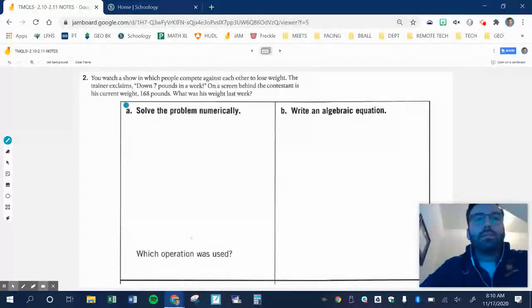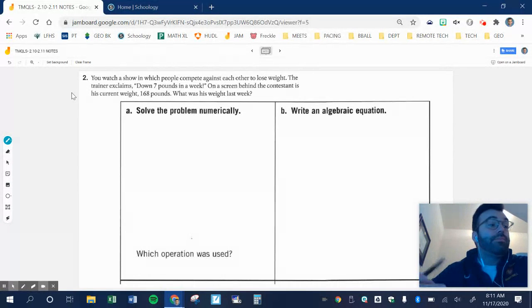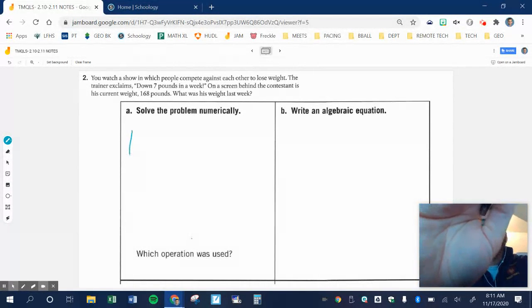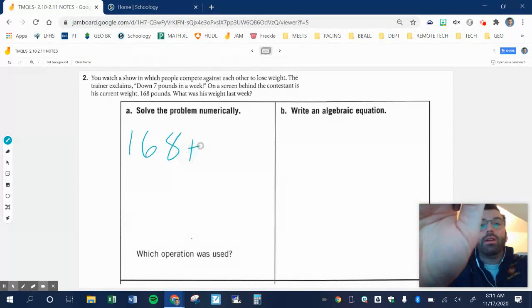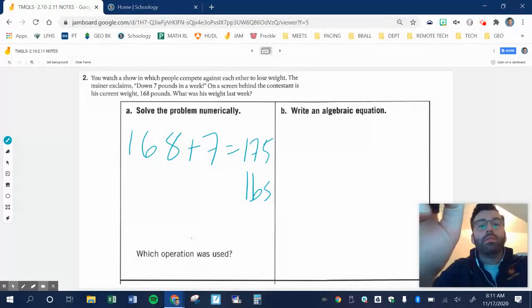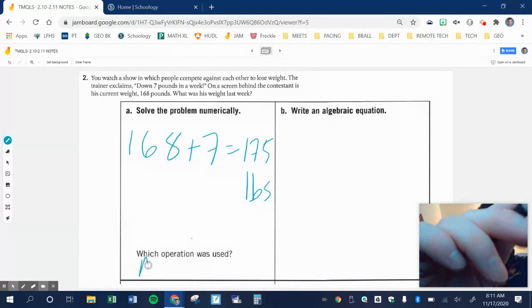All right. So number 2, you watch a current TV show like Biggest Loser or something, and the trainer says down 7 pounds in 1 week. The screen behind the contestant shows 168 pounds. What was the weight last week? Well, if my current weight is 168 and I'm down 7 pounds from my previous week, all I'm going to do if I'm solving numerically is add 7 to my current weight to get 175 pounds. What did I use? I used addition.